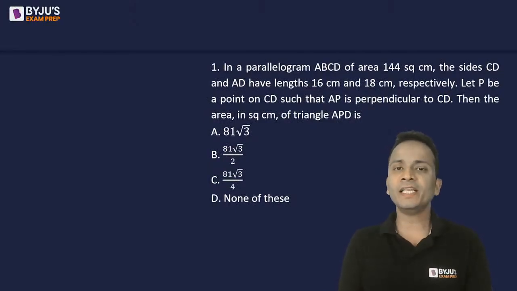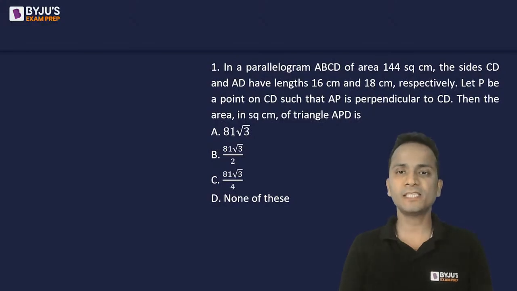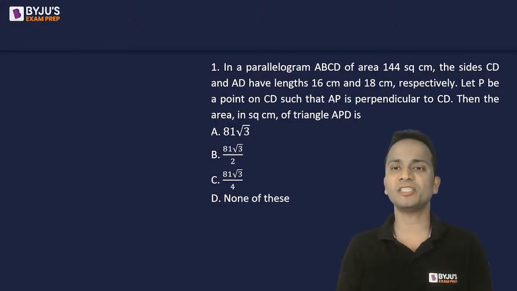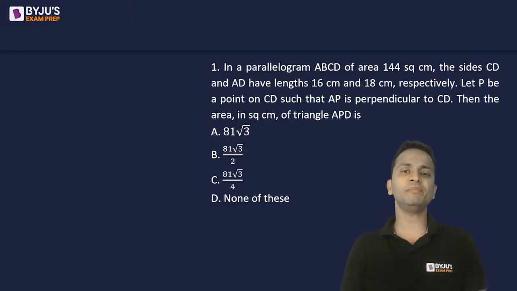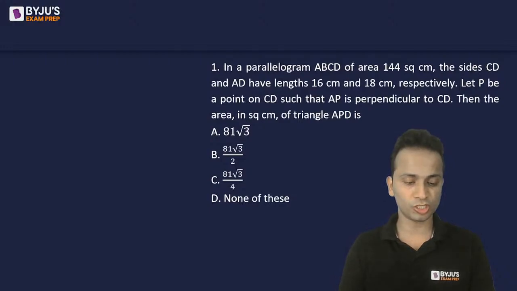A question says that in a parallelogram ABCD of area 144 square centimeters, the sides CD and AD have lengths 16 centimeters and 18 centimeters respectively. Now let P be the point on CD such that AP is perpendicular to CD. Then the area in square centimeters of the triangle APD is how much?